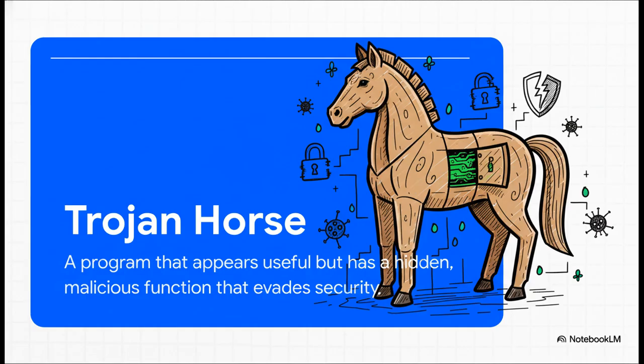Then we've got the master of deception, the Trojan horse. And yes, it's named after exactly what you think. It shows up disguised as something you actually want, a free video game, a useful little utility. You willingly download it, you open the gates, and once it's inside, it unleashes its real malicious purpose. The Zeus Trojan was a classic example, fooling millions into giving up their online banking credentials.